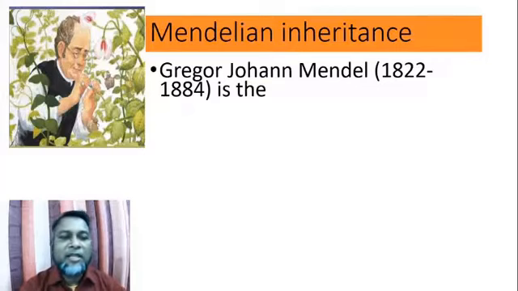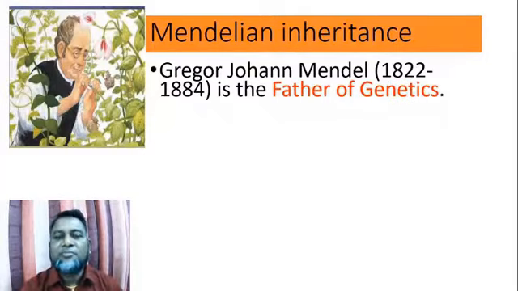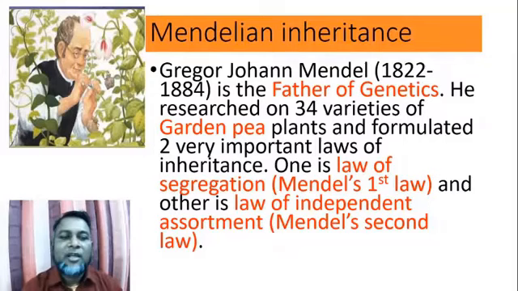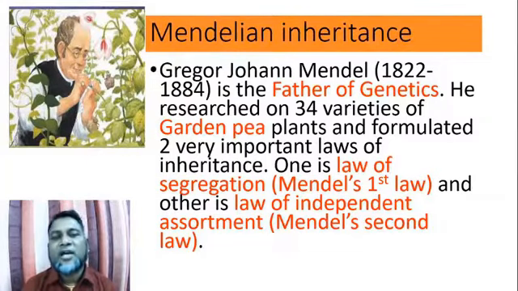Gregor Johann Mendel is the father of genetics. He researched on 34 varieties of garden pea plants and formulated two very important laws of inheritance. One is the law of segregation, Mendel's first law, and the other is the law of independent assortment, Mendel's second law.